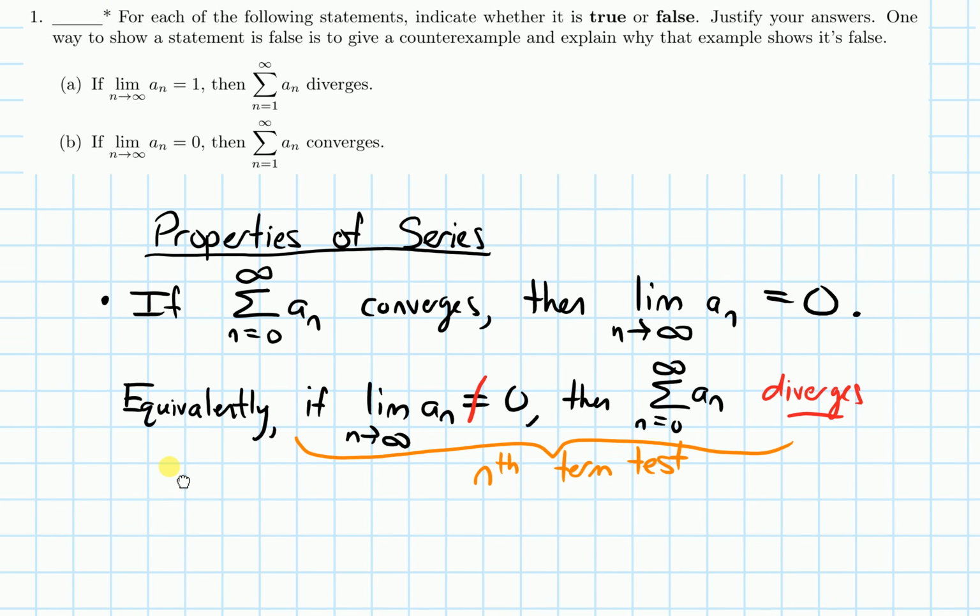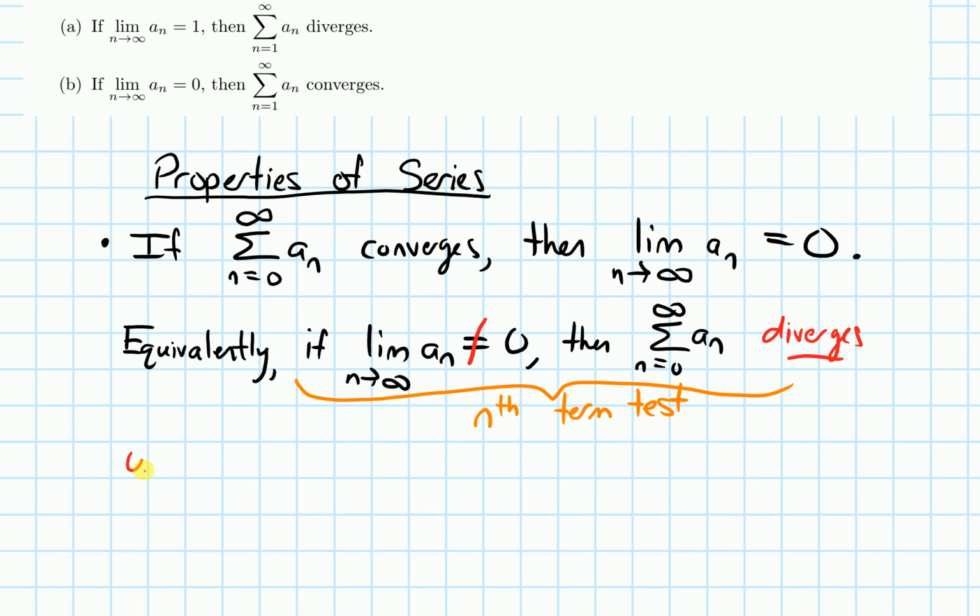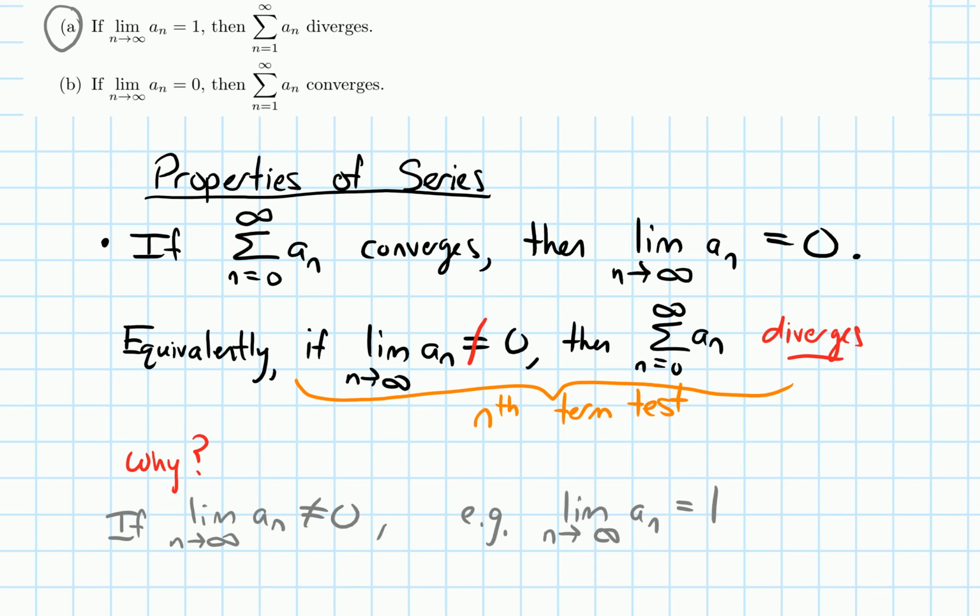I want you to have a conceptual sense of why this is true. The reason why is if the limit as n goes to infinity of a sub n is not 0, so for example, that happens in part A, where the limit of a sub n is not 0 because it's 1. Let's say the limit as n goes to infinity of a sub n is 1, like it is in part A. What would that mean about the series?